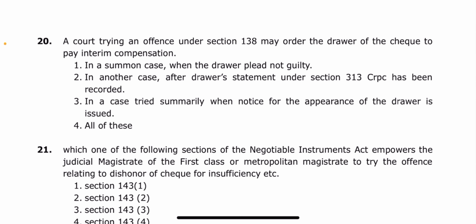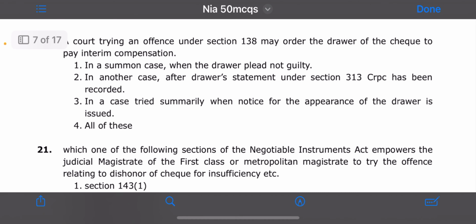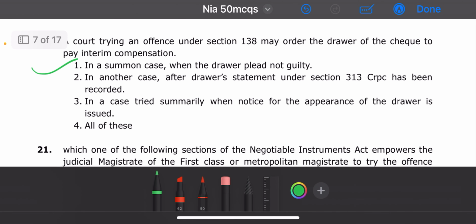Next question, a court trying an offence under section 138 may order the drawer of the check to pay interim compensation. The options are first, in a summon case when the drawer pleads not guilty, second, in another case after drawer's statement under section 313 CRPC has been recorded, third, in a case tried summarily when notice for the appearance of the drawer is issued, or fourth, all of these. The correct answer is first one, in a summon case when the drawer pleads not guilty.